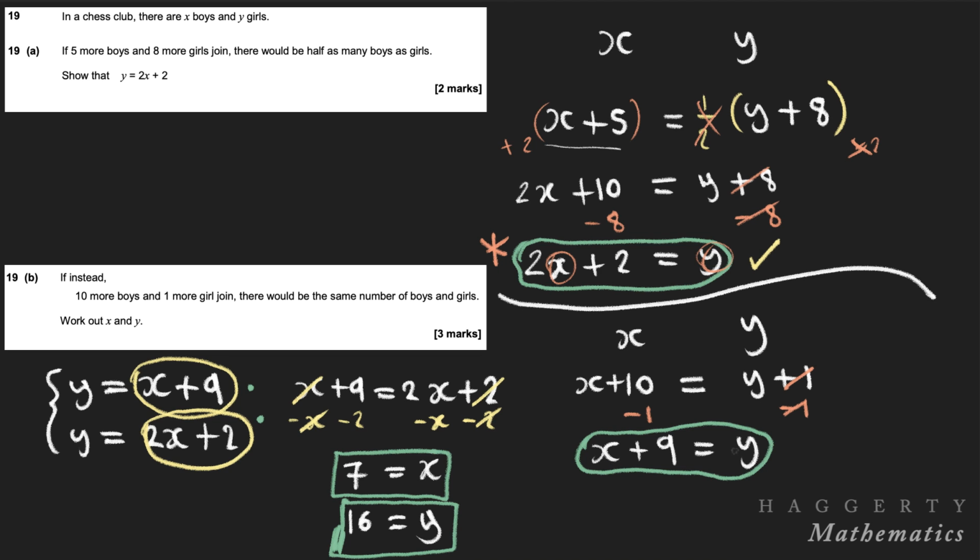And likewise down here, the y equals x plus 9. If you plug in the 7 there, you're going to get 7 plus 9. That would give you the 16 for the y. So that's all looking good as well. So there must be 7 boys to begin with and 16 girls to begin with. And that's the final answer.